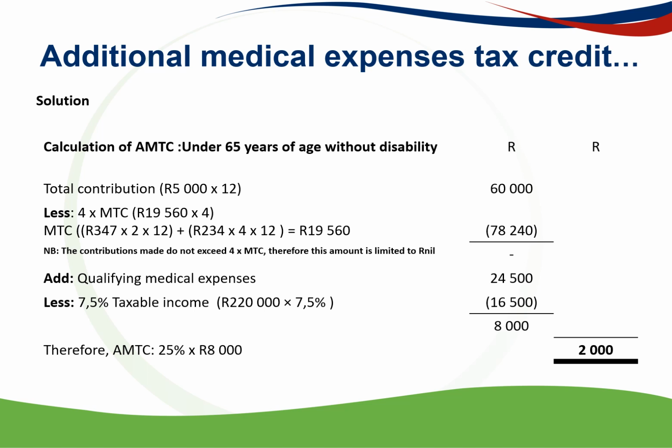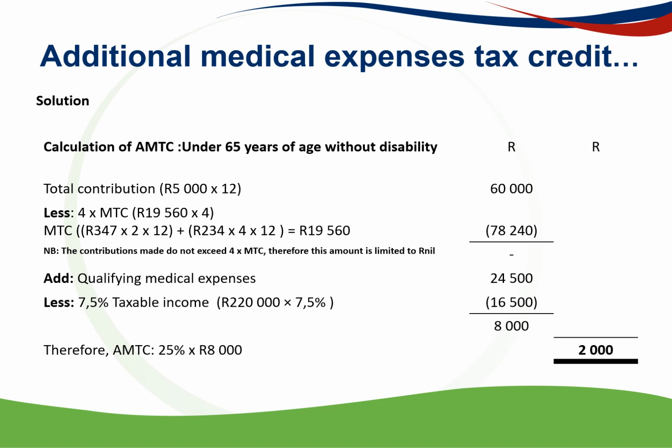To this nil, you have to add the QME. We told you in the question, qualified medical expenses is 24,500. And to that, you've got to subtract 7.5% of taxable income. Again, it's a formula given to you by legislation. We told you the taxable income is 220,000. 7.5% of that is 16,500. So it's nil plus 24,500 minus 16,500, which is 8,000.